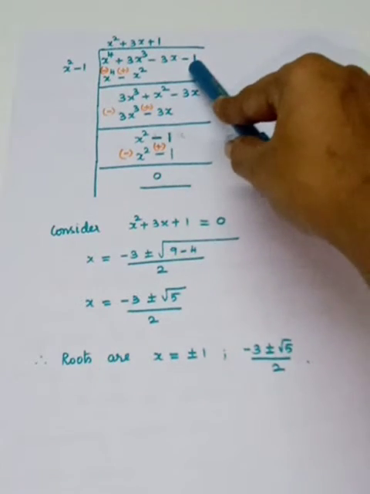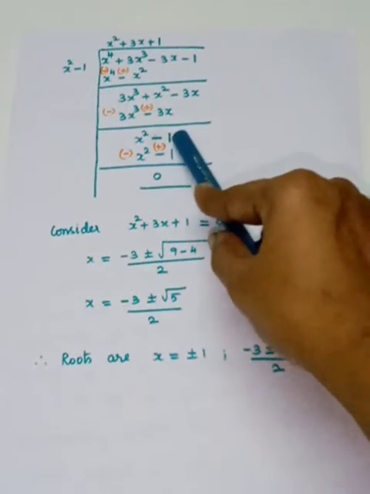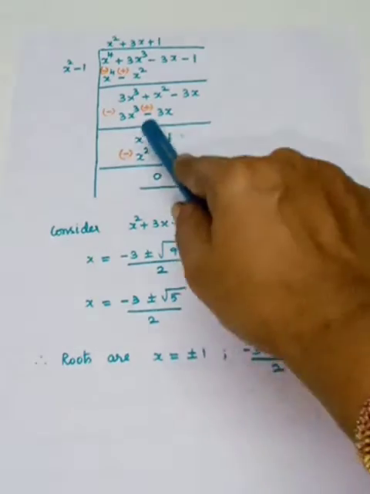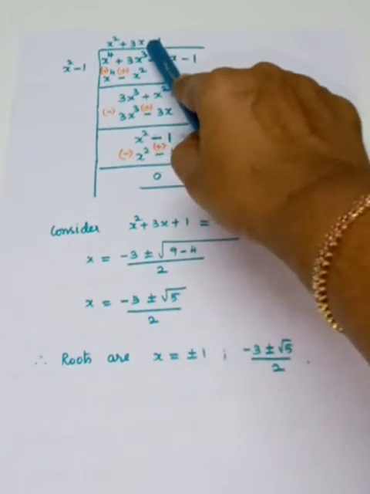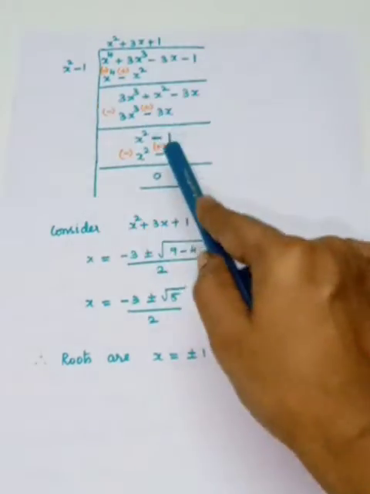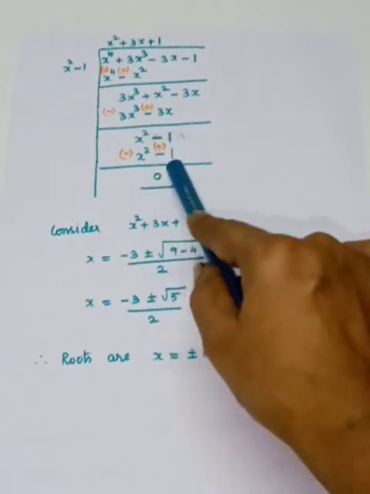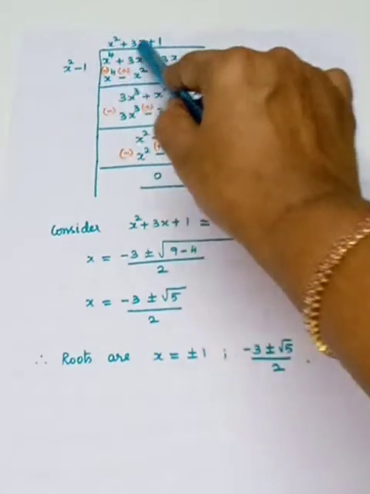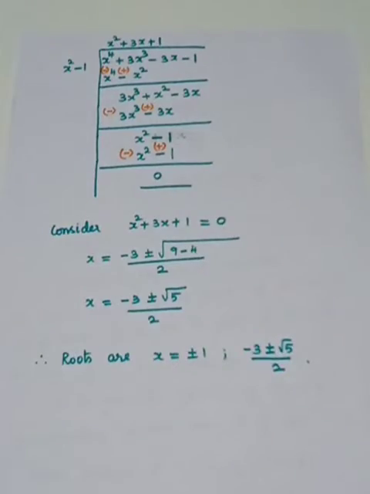What is left out? The constant. You just bring the constant down. So x squared minus 1, here you have to write plus 1. So plus 1 into x squared is x squared. 1 into minus 1 is minus 1. If you change the sign, it will become 0. So the remaining factor is x squared plus 3x plus 1.